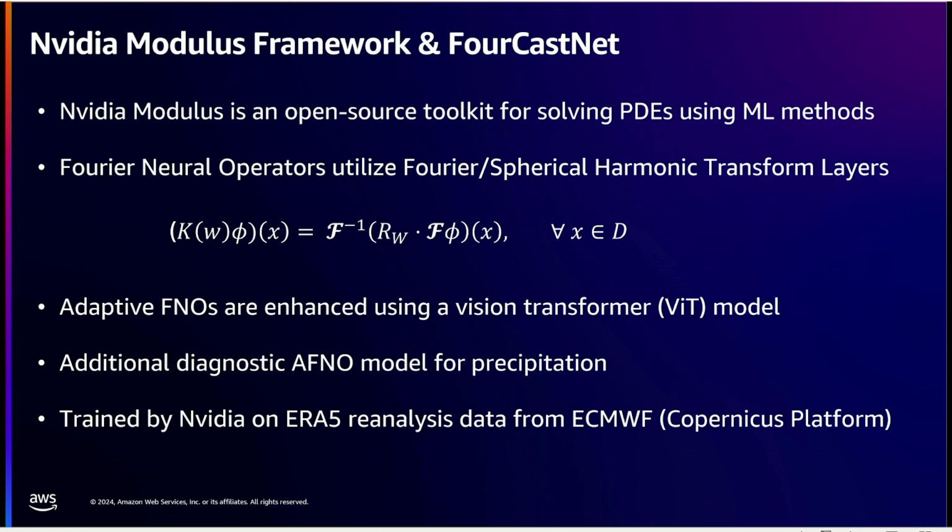In order for you to do an accurate prediction, you need to look at the prognostic variables or the primary variables. So in the Modulus framework in ForecastNet, for example, there are two different models. One that does the prognostic piece, the baseline model, as well as the diagnostic model. And this has been trained on the ERA reanalysis data, the one that I mentioned from the European Centre for Medium-Range Weather Forecasts.